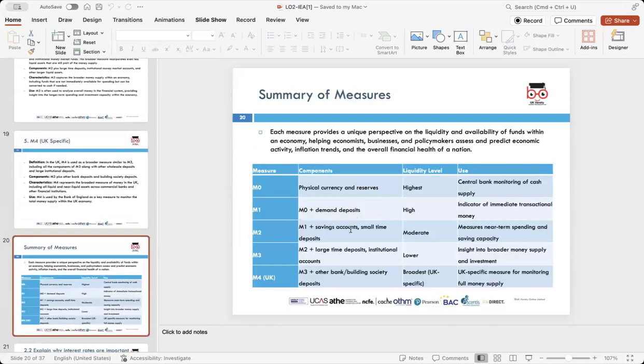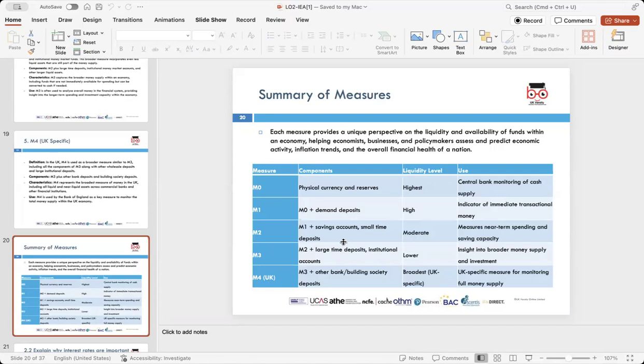Here is a summary. We already discussed their components, liquidity level and use. M0: physical currency and reserves. Liquidity level high, central bank monitoring of cash supply. That's its use. M1, components: M0 plus demand deposits. Liquidity level is high. Use: indicator of immediate transactional money.